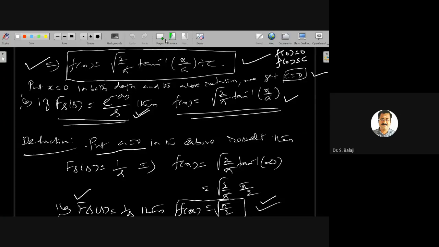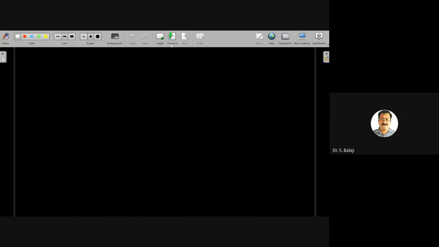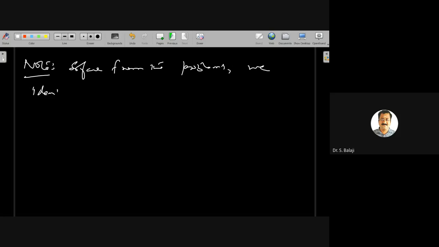In the relations obtained so far from the problems, we identified that the Fourier cosine transform of e power minus ax is equal to root of 2 pi, a by s square plus a square.